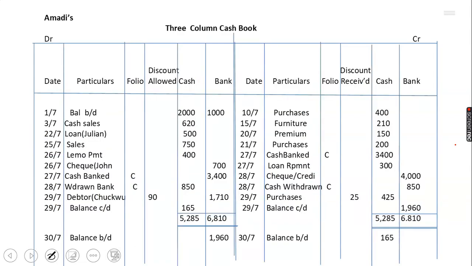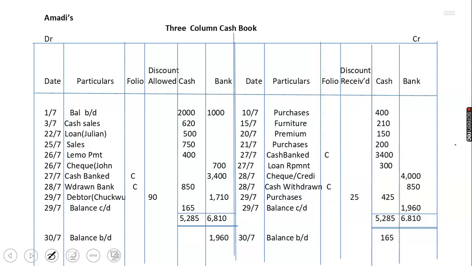Now, recording or posting these transactions, it's going to appear like this in our 3-column cash book. That is, we have the columns for date, particulars, folio, discount, cash, and bank at the debit side. And then we equally have columns for date, particulars, folio, discount received, cash, and bank at the credit side. So all those payments that are made either by check or cash, or the money received either by cash or check, we are going to debit them.